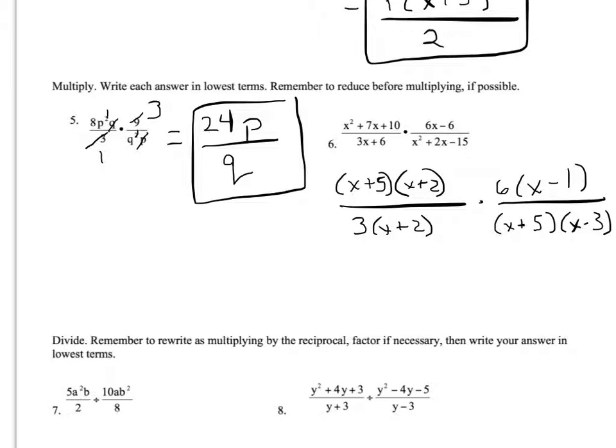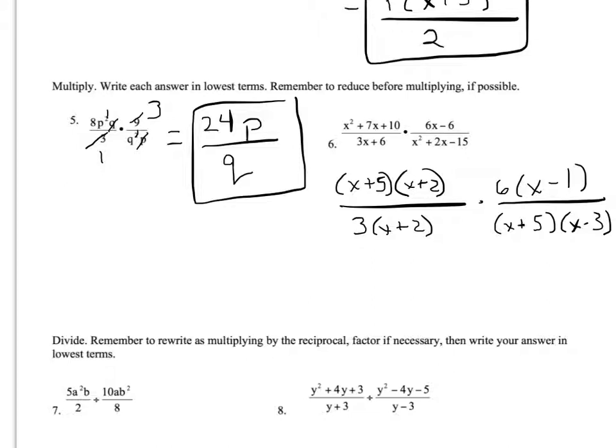And at this point, everything is factored. Notice the only plus signs, minus signs are showing up inside parentheses. And I have this, the x plus 5 times the x plus 2 times the 6 times the x minus 1 are all in the numerator. In the denominator, it's 3 times x plus 2 times x plus 5 times x minus 3. So I'm ready to start reducing or canceling common factors.